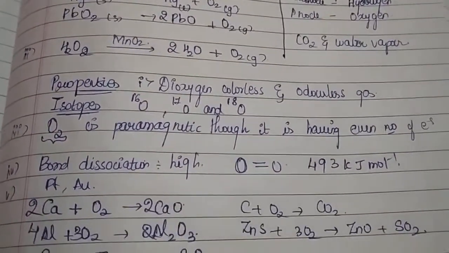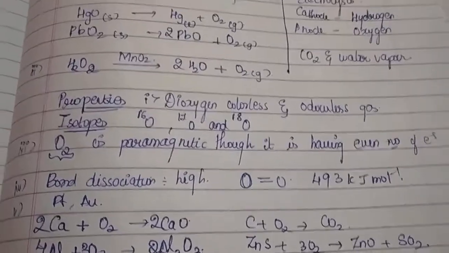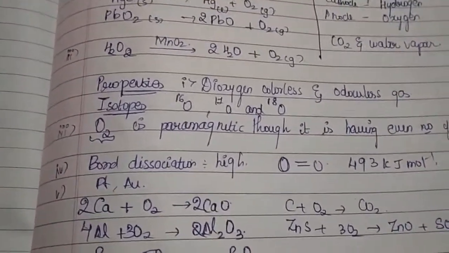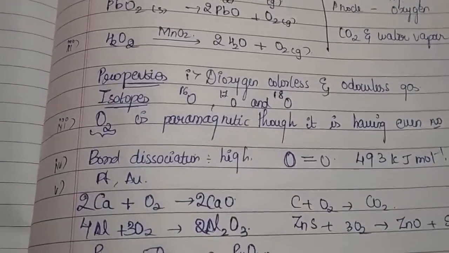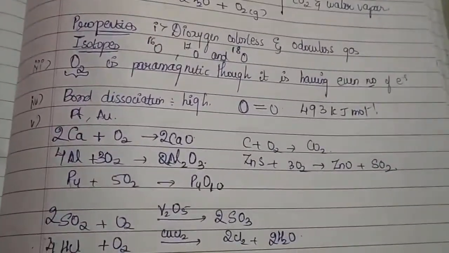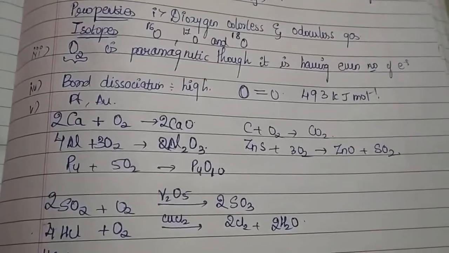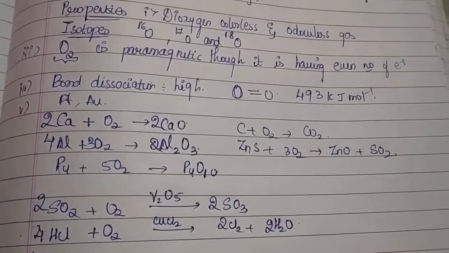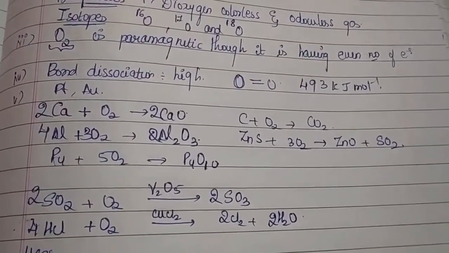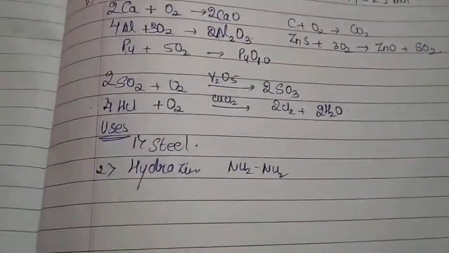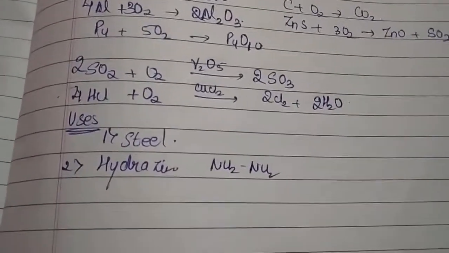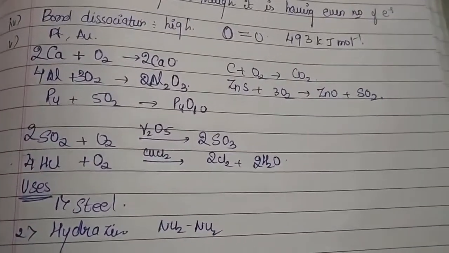Coming to the properties, we saw that dioxygen is a colorless and odorless gas. Similarly, there are three stable isotopes, that is O16, O17 and O18. Coming to the bond dissociation enthalpy, it has a very high value because there exists a double bond character. Coming to the reactions, dioxygen reacts with almost all metals except a few, that is platinum and gold, and it does not react with some of the noble gases.